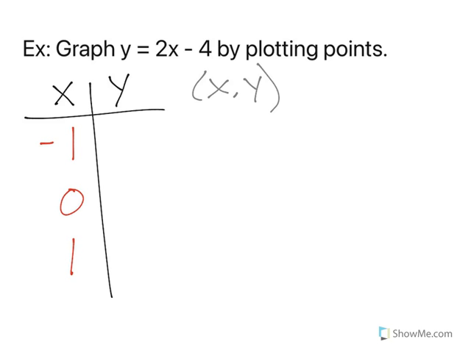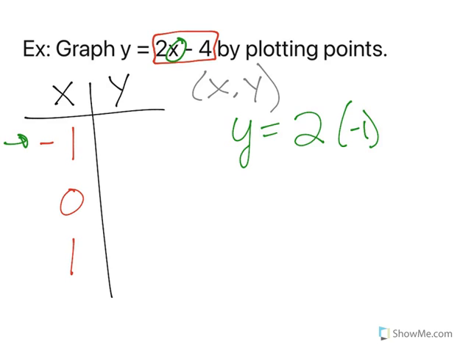Now you'll notice I chose 3 values for X. You can pick any values you want for either X or Y. The reason in this case I'm choosing values for X is because X is in the middle of all of the stuff, right? So for the first one, when X is negative 1, I'm going to say, okay, Y equals 2, but instead of X, I'm going to substitute in negative 1. And then I simplify. So 2 times negative 1 is negative 2, and negative 2 minus 4 is negative 6. That means my Y value is negative 6.